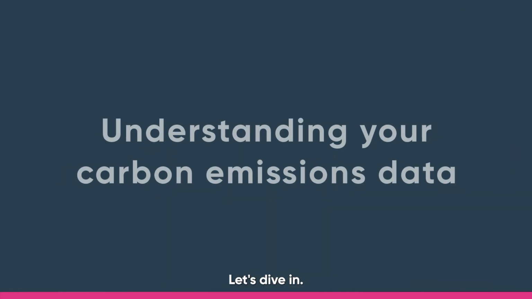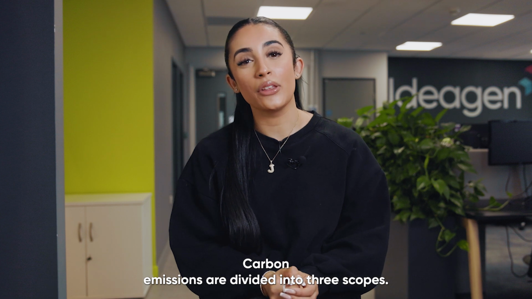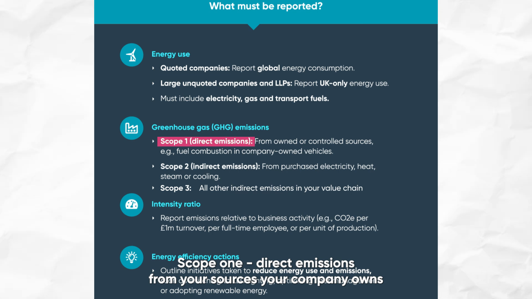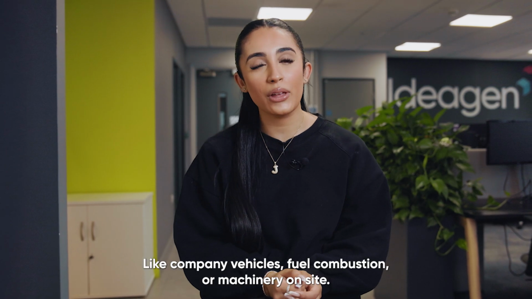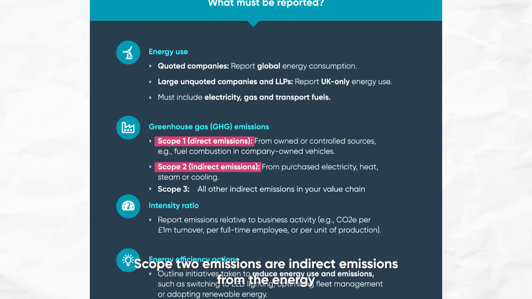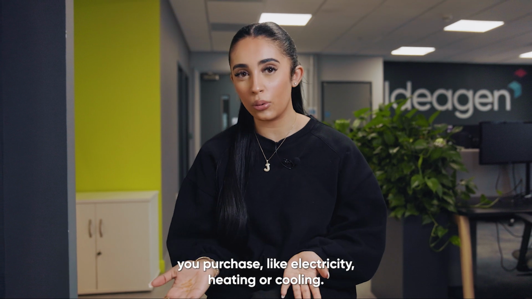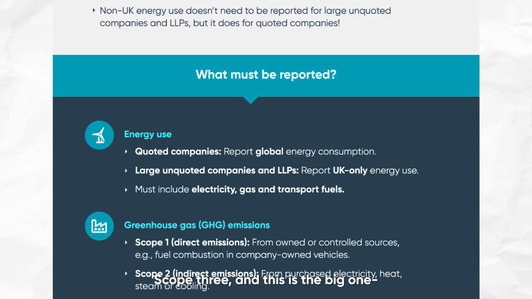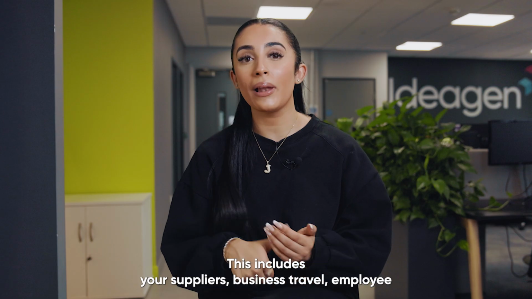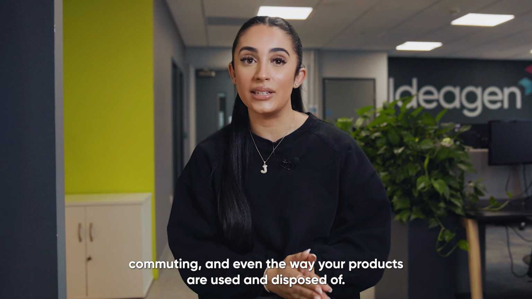Let's dive in. Understanding your emissions data. Carbon emissions are divided into 3 scopes. Scope 1, direct emissions from sources your company owns or controls, like company vehicles, fuel combustion, or machinery on site. Scope 2 emissions are indirect emissions from the energy you purchase, like electricity, heating, or cooling. Scope 3, and this is the big one, all other indirect emissions in your value chain. This includes your suppliers, business travel, employee commuting, and even the way your products are used and disposed of.